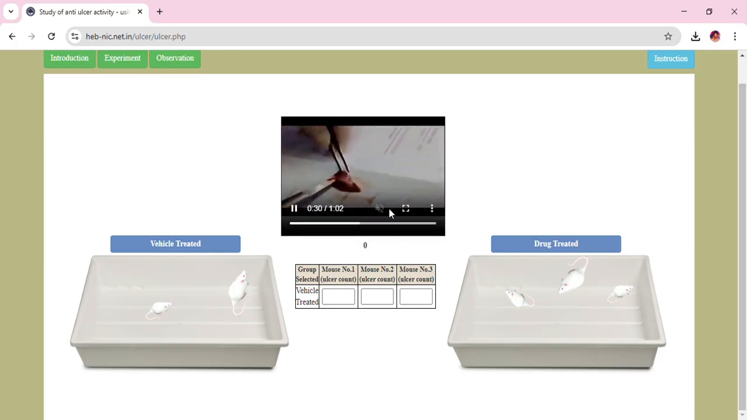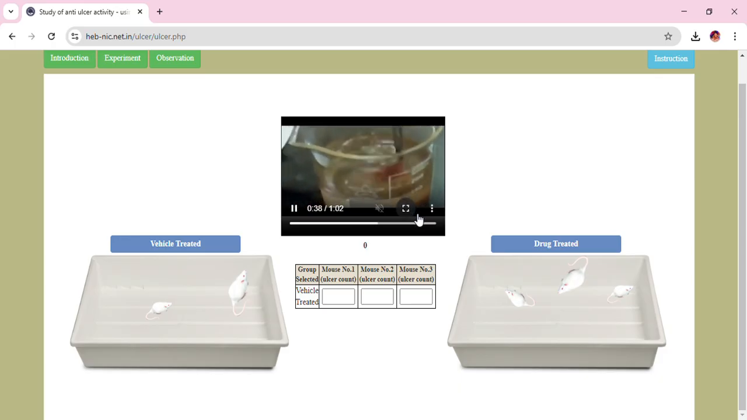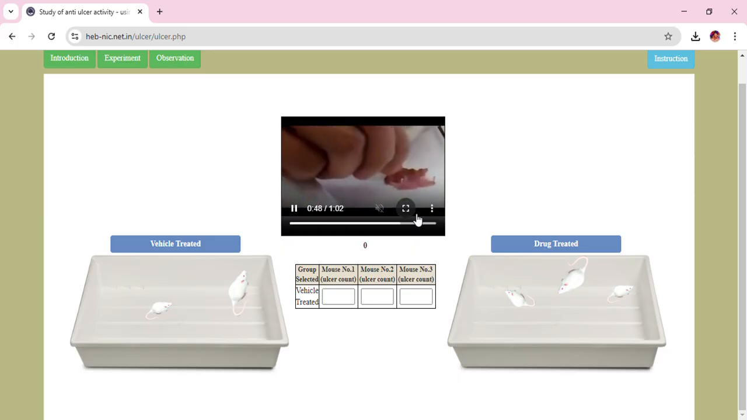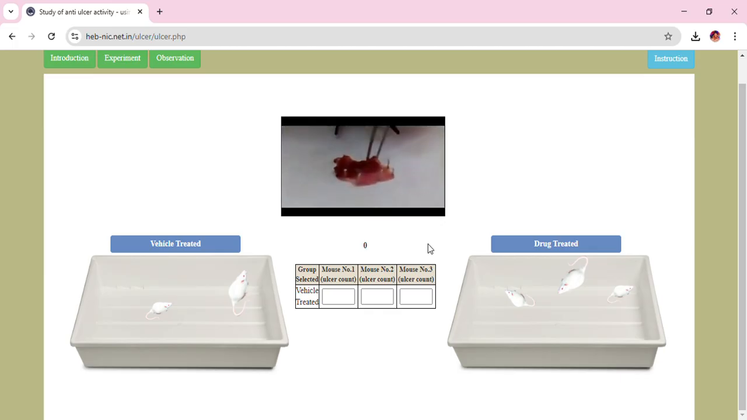Here you can observe the greater curvature of the stomach, which is to be dissected, and the gastric content is poured into one of the test tubes for further parameter observations. Now we have to pin out the stomach with the help of pins on the board. Now we have to count the ulcers from the stomach part.